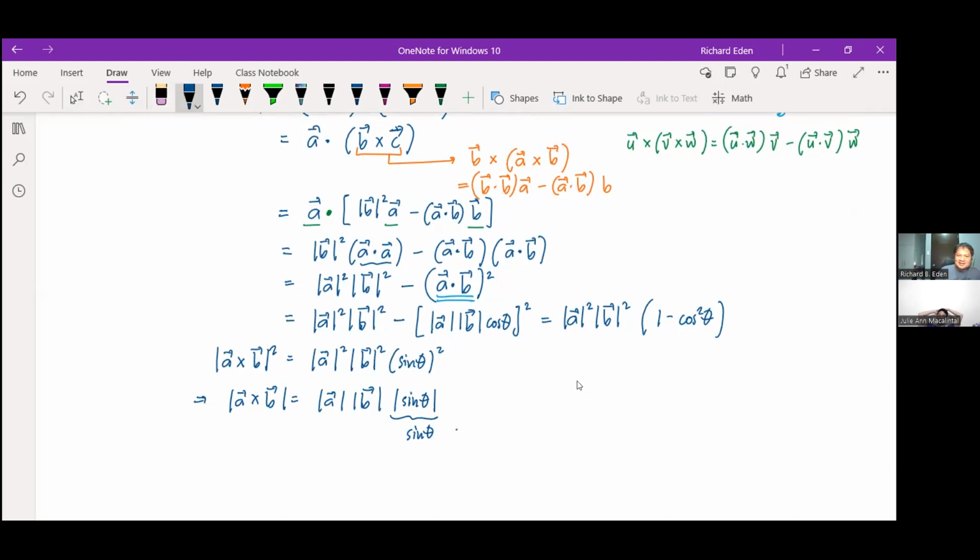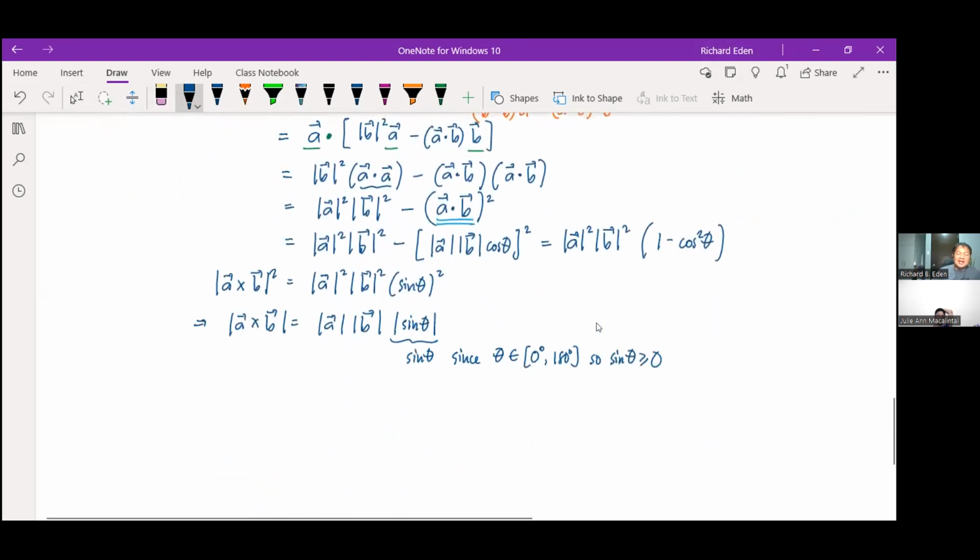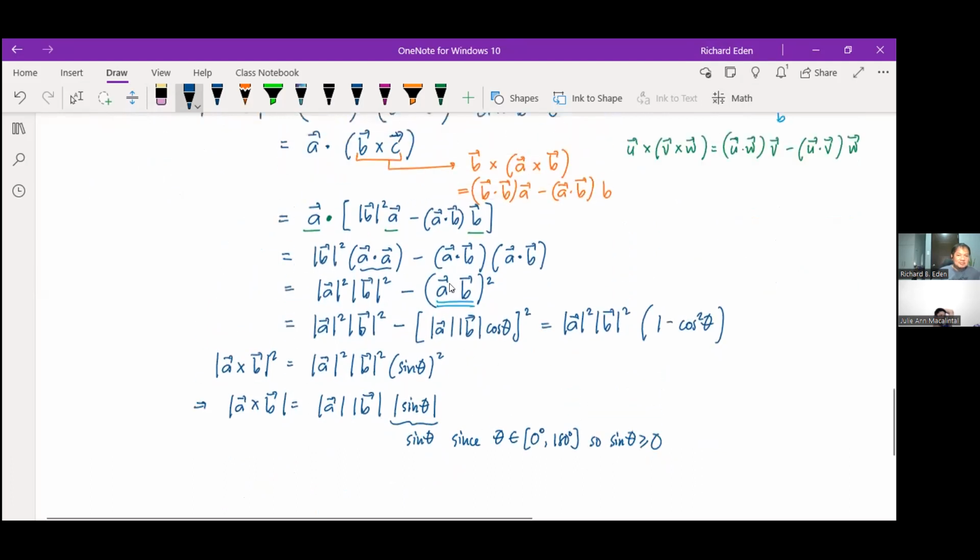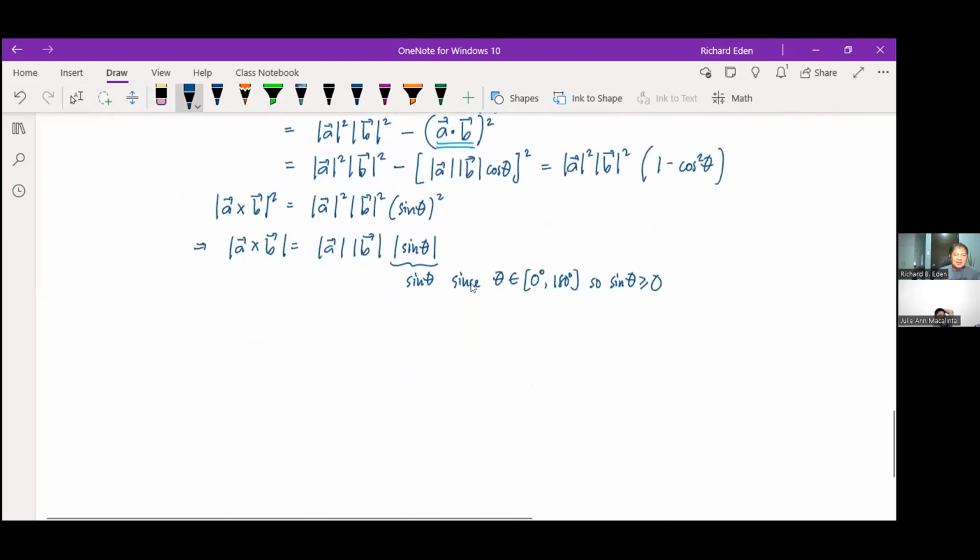Right. Since the theta is from 0 degrees to 180 degrees, sine of theta is greater than or equal to 0. Okay, let's go to the areas of parallelograms, and in fact, also triangles, because that's what you talked about. But then number 3, let's just get this over and done with.